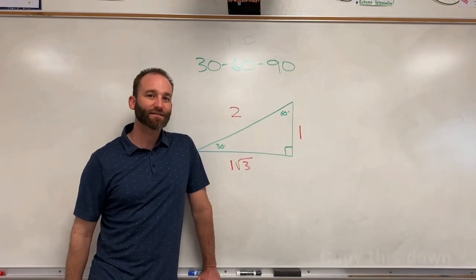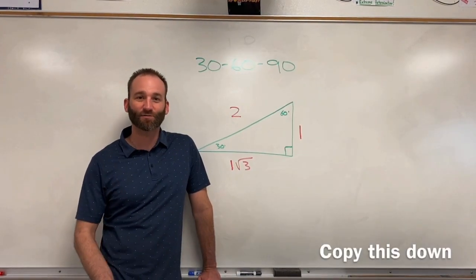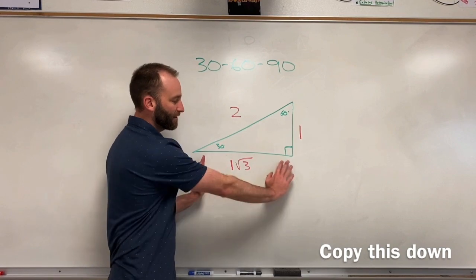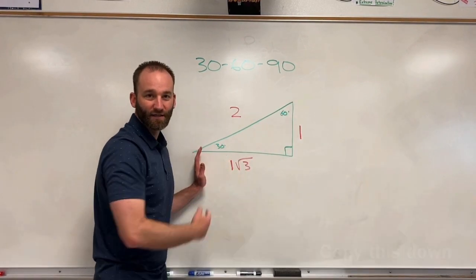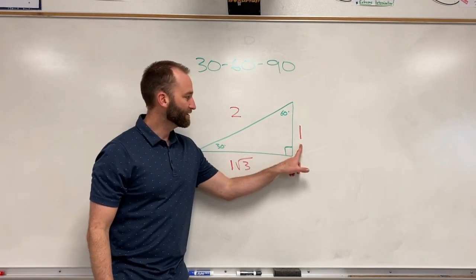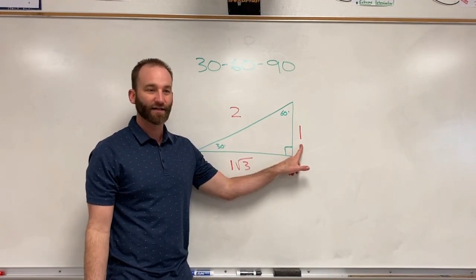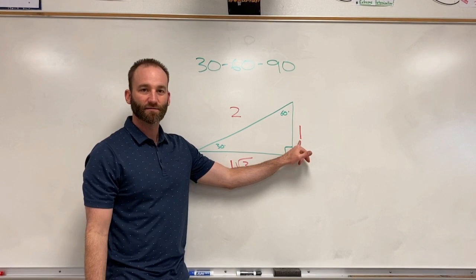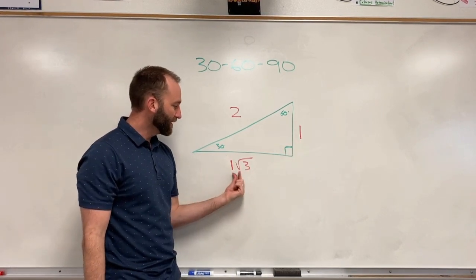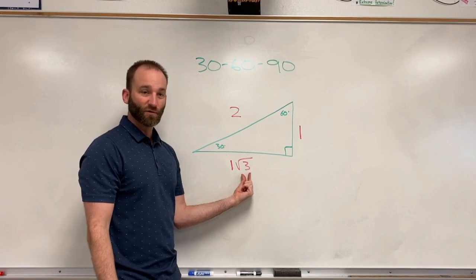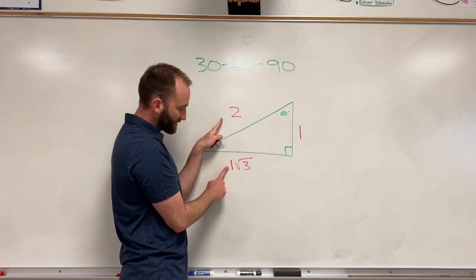Let's check it out. 30, 60, 90 has a cool pattern. It's easy as 1, 2, 3. You've got a long leg, you have a short leg, and you have a hypotenuse leg. Whatever the hypotenuse is, the short leg is going to be half of that. So if this is 2, this is 1. Whatever the long leg is, it's the same as the short leg times the square root of 3. Or you could look at the hypotenuse and just cut that in half.